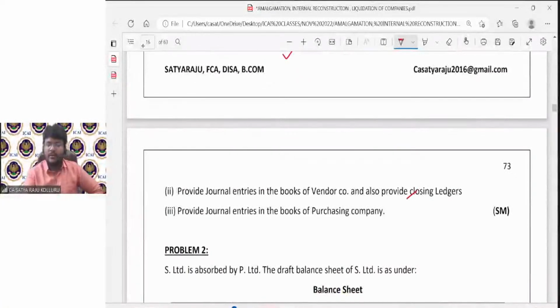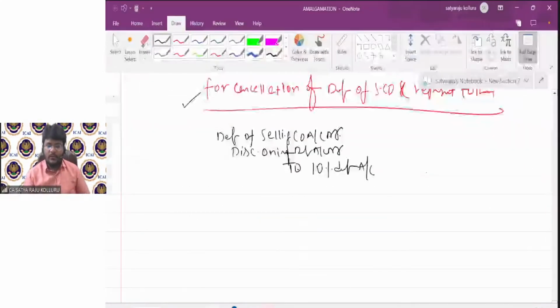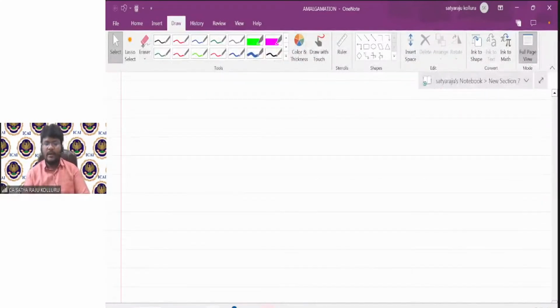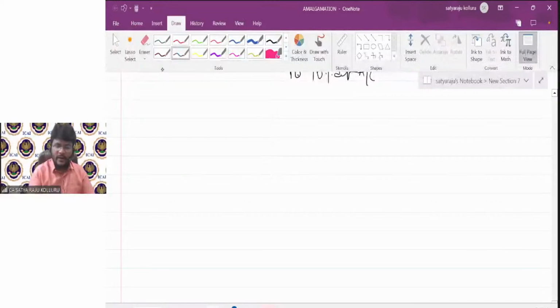We have already done the closing ledgers in the books of the selling company. Now it is time for journal entries in the books of the purchasing company. Am I right? Please all of you come to the purchasing company journal entries first. You should participate from your side, guys. Please apply your mind, then only you will be able to resolve. Purchasing company. Which method, guys?